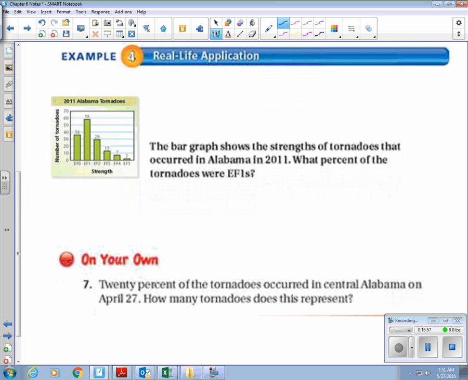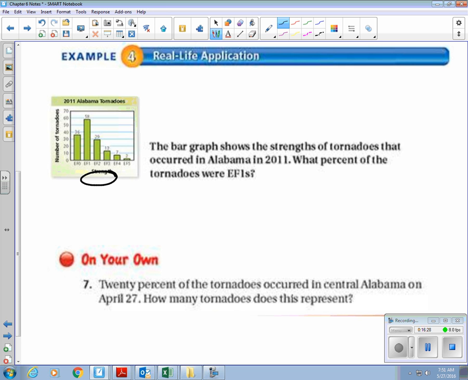All right, a real-life application of doing a percent proportion. The bar graph shows the strengths of tornadoes that occurred in Alabama in 2011. What percent of the tornadoes were EF1s? If you can see this, hopefully, in this table, we have strengths of tornadoes listed along the x-axis, and it goes from EF0 all the way up through EF5.